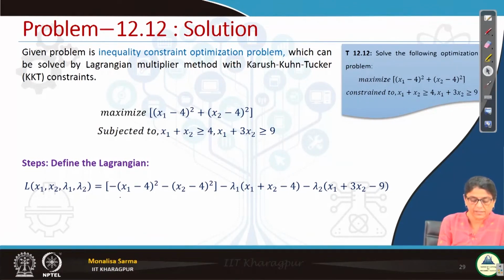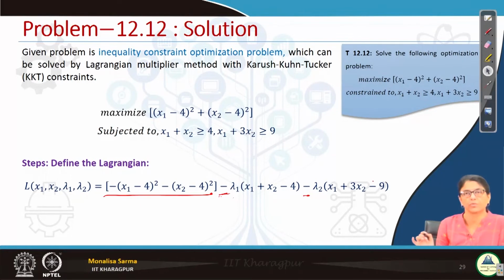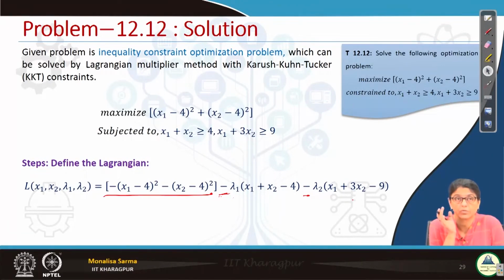So our Lagrangian is this. I have changed it to minimization because this was maximization, and since the constraint was greater than, I have used minus instead of plus. If it were less than, I would have used plus lambda 1 into this, plus lambda 2 into this. So this is my Lagrangian, and with it I have to have some KKT conditions also. Remember the convex optimization problem for inequality constraints: I have to define the Lagrangian, and then it should satisfy certain KKT conditions.